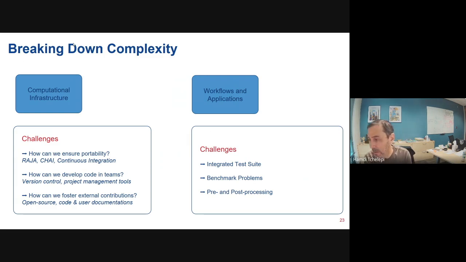I'll stop here. I know I kept it at a high level, but I'm happy to entertain any questions about what we do with GEOS and how we think about CO2 sequestration.